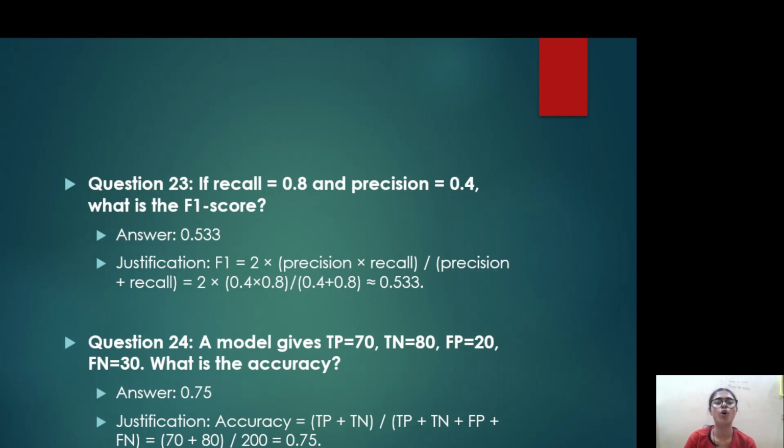Next question is, a model gives TP equals 70, TN equals 80, FP equals 20, and FN equals 30. What is the accuracy? So all the values were given, and we know the formula of accuracy is TP plus TN upon TP plus TN plus FP plus FN. So putting values in this equation, we'll get accuracy value is 0.75. So this means that out of 200 total cases, the model predicted 150 correctly, that is 0.75.